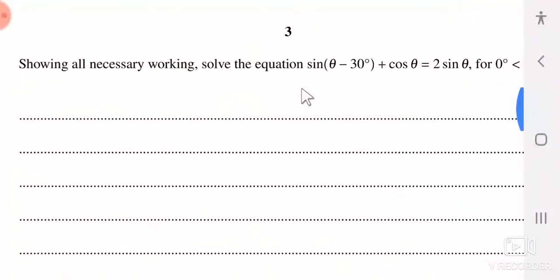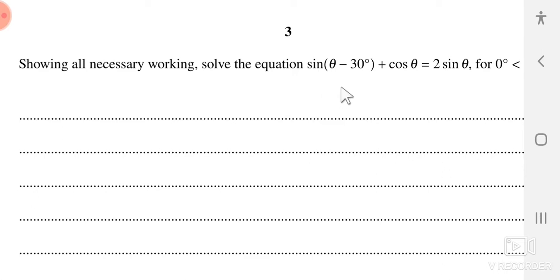Now my next question: showing all your working, solve this trigonometric equation. It is once again a very simple question. You can open this using the double angle identity. Here you can use sin(θ − 30°), meaning sin θ cos 30° − cos θ sin 30°, plus cos θ is equal to 2 sin θ. Then bring the other terms over there and simplify.